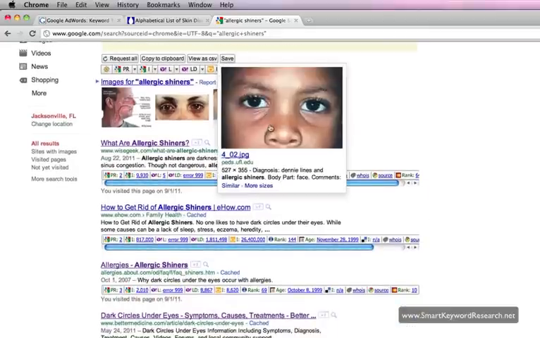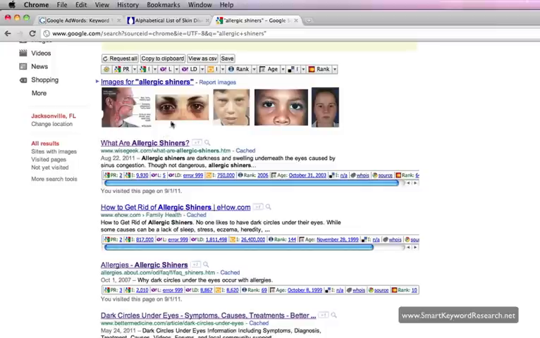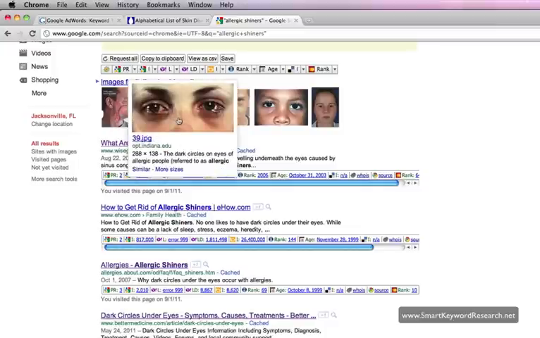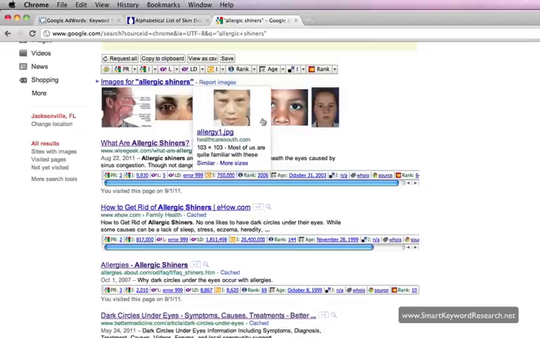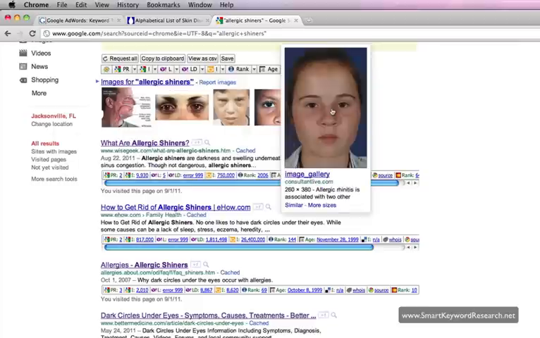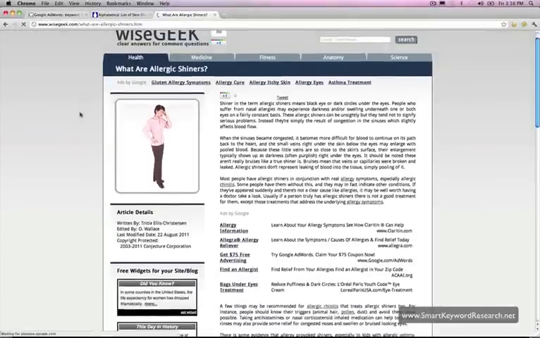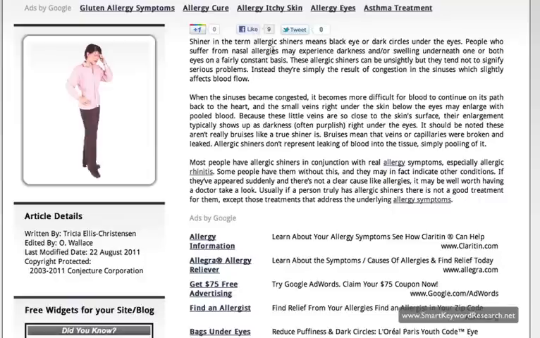So the very first thing I see: what are allergic shiners? Well, I'm seeing some pictures here. So it looks to me like allergic shiners might be maybe dark circles under the eyes, would be my assumption, right? So let's go ahead and click through to wisegeek.com and read this. It says, let's see, shiner in the term allergic shiners means black eye or dark circles under the eyes. People who suffer from nasal allergies may experience darkness and or swelling underneath one or both eyes on a fairly consistent basis. These can be unsightly, but they tend not to signify serious problems.